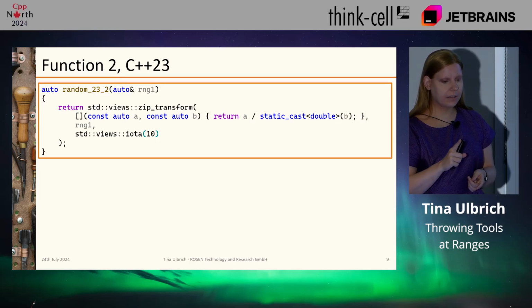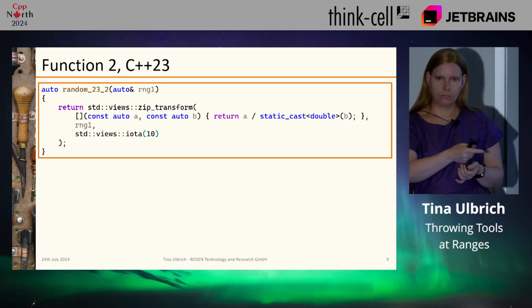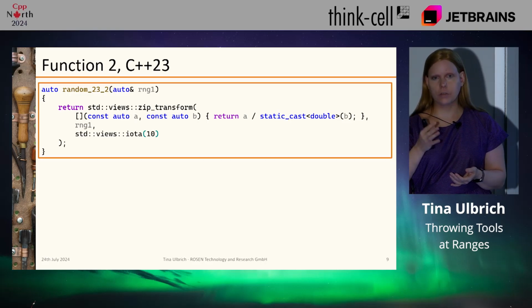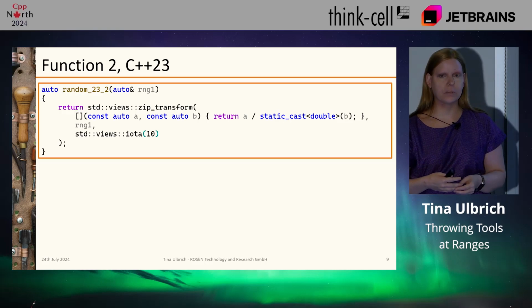I start at 10, and I don't give it an end. And the zip transform terminates on the shortest range. So here, range 1, the first one that I put in, is the shortest range, and iota will just terminate at the size of this range. So it's also quite handy if you have to do something like that.